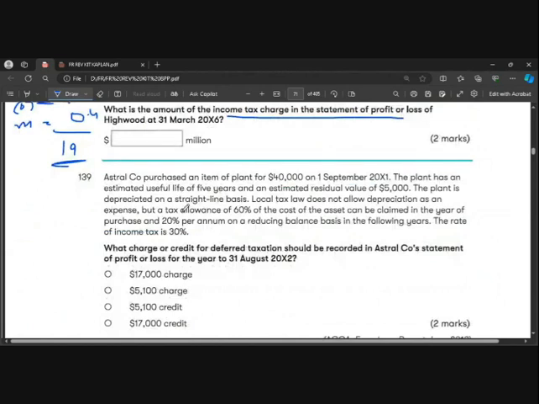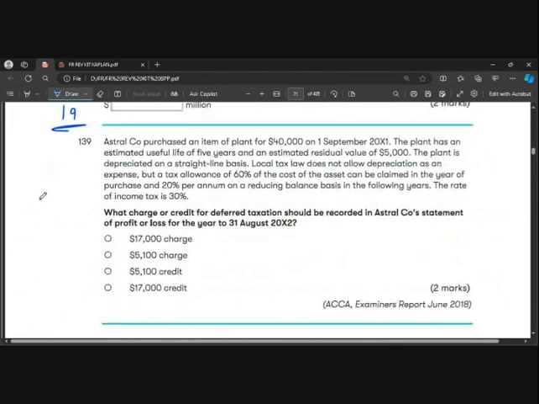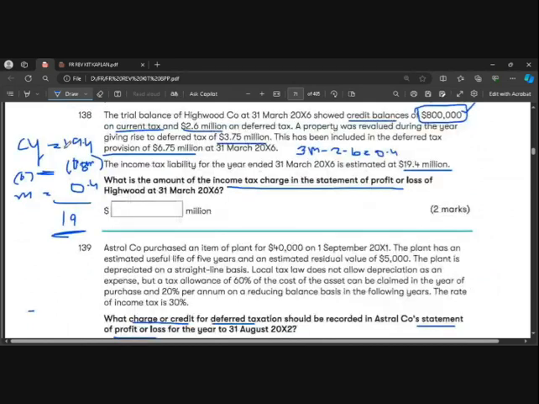Okay, we'll do this question. What charge or credit for deferred tax should be recorded in SOPL, profit or loss? Remember, if you get a positive amount after doing this, that means it's a tax expense. Okay, you will have to charge it.